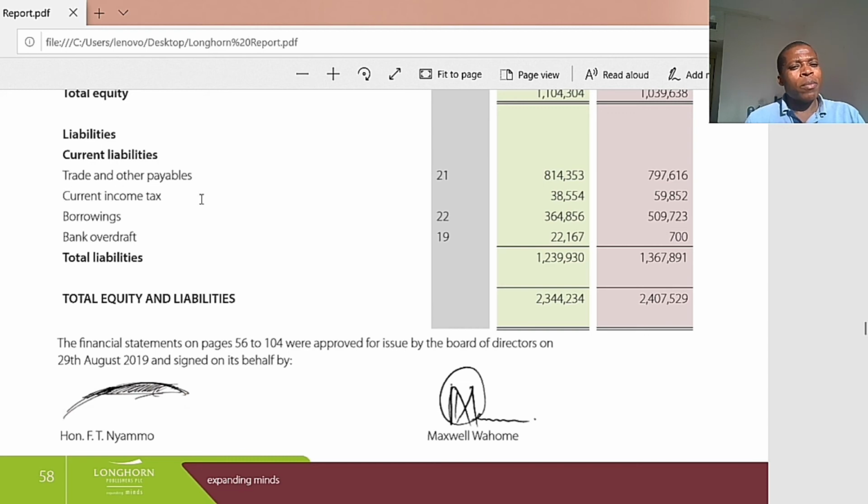Then current income tax. Current income tax is just income tax that they will be paying soon. So income tax is just the tax that is derived from the earnings, the income that you earn. As simple as that. So borrowings, you can see from here 509 million to 360. So it is another liability, but from the report you can see the borrowings reduced. Anything relating with the borrowings, if the borrowings are reducing over time, that is a very good sign. But if the borrowings are increasing over time, that is a negative sign.